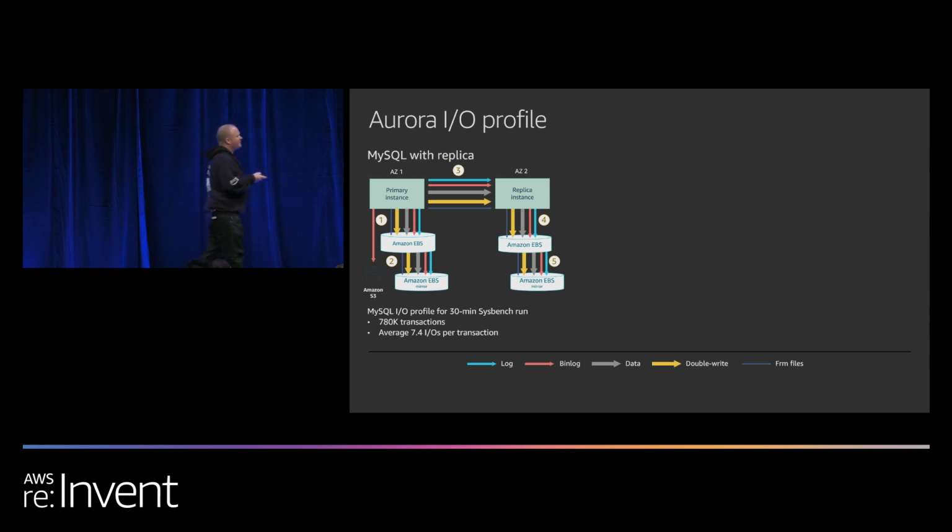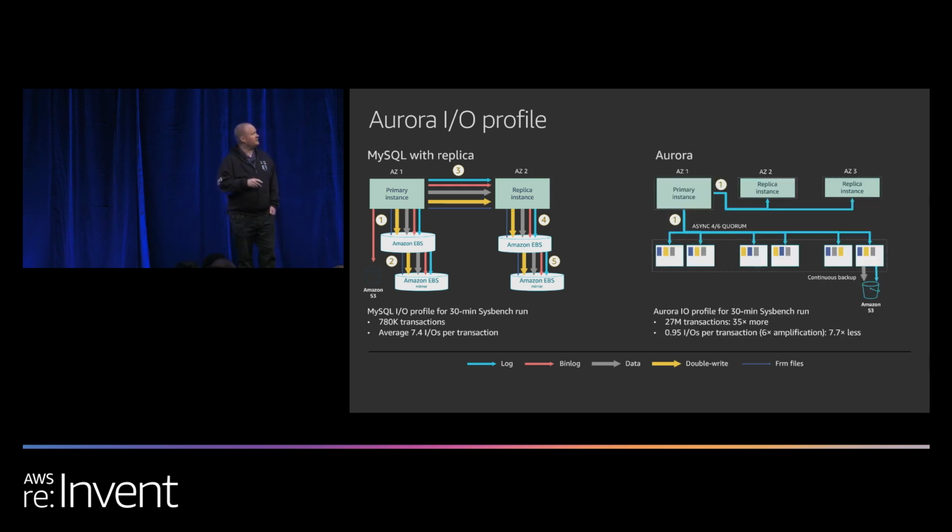So here we ran a sysbench run for 30 minutes, and it managed to get through about 780,000 transactions on the machine we had with this setup, again, because you want the protection of 2 machines in case of AZ failure. And we did an average of 7.4 I/Os per transaction. So each transaction had to do 7.4 I/Os. If you count the arrows, it kind of makes sense.